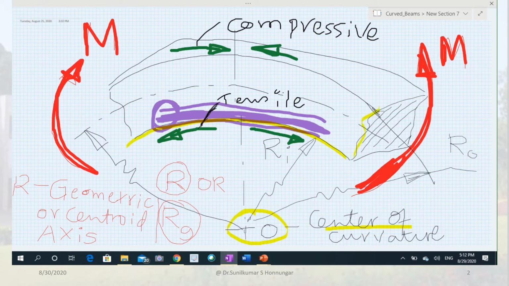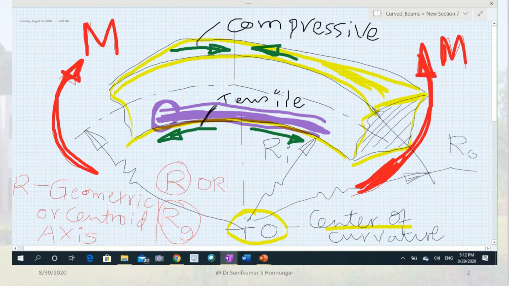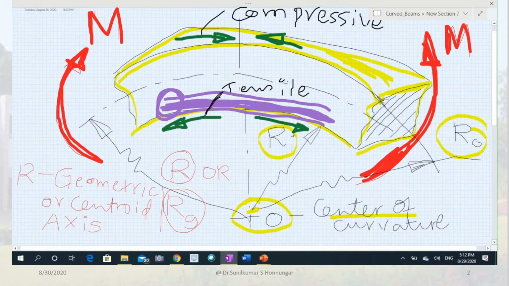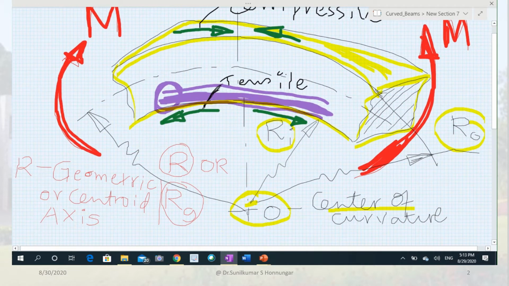Of course, I have shown this in 3D form, where this arrow is on the outside. This is the top layer. You can see R suffix O is the outer radius, and R suffix I, with respect to the center of curvature, is the inner radius. And this middle one that is shown is R, or sometimes R_G, it is one and the same, R or R_G.